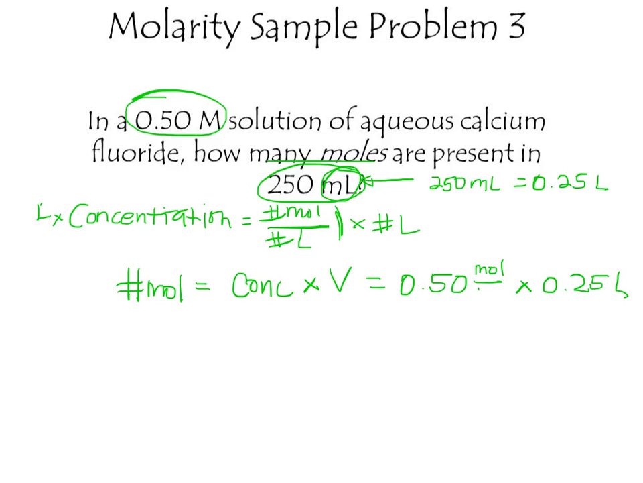Again, I can change my capital M for molarity to moles per liter because it's a derived unit. If I calculate this out, I can cancel out liters and end up with only moles as my unit. You should end up with 0.125 moles. But if I really wanted to do this with correct sig figs, my answer should be 0.13 moles.